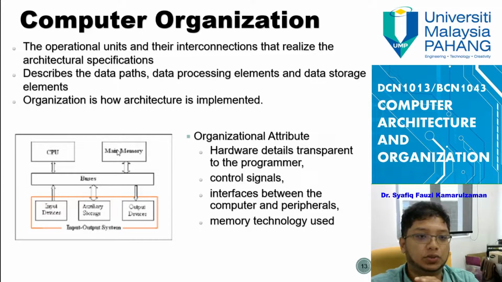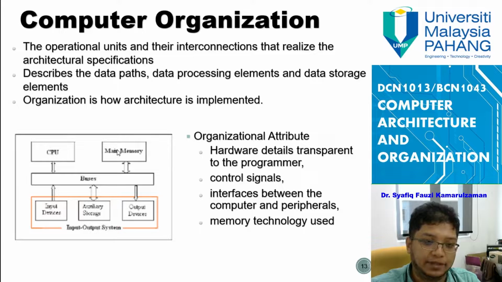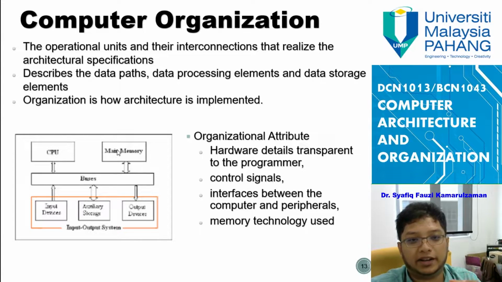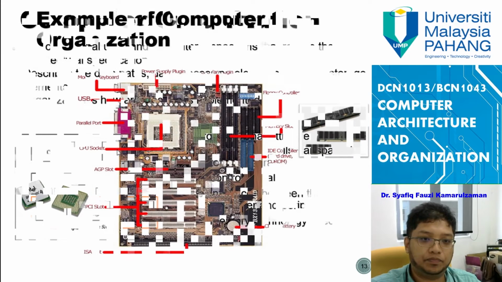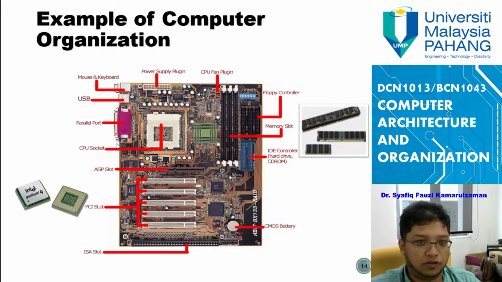So the organization is the operational units and the interconnections that realize the architectural specification. They describe the data path, data processing elements, and data storage elements. Organization is how the architecture is implemented. So when you talk about organizational attributes, these are hardware details that are not a concern of the programmer. It's about the control signals, interfaces, and also what kind of memory technology is used. So this is an example of organization.